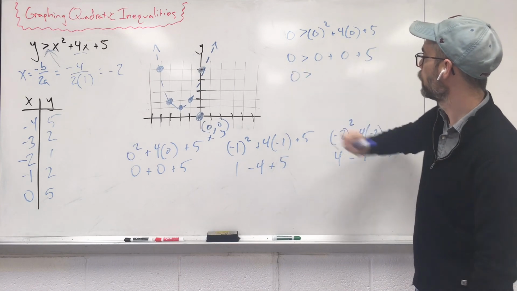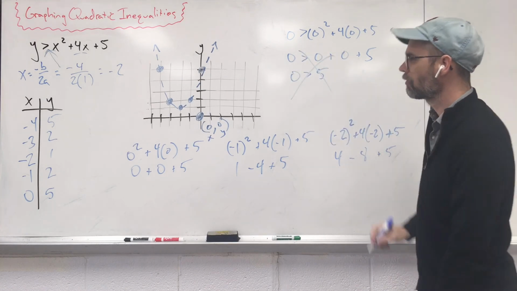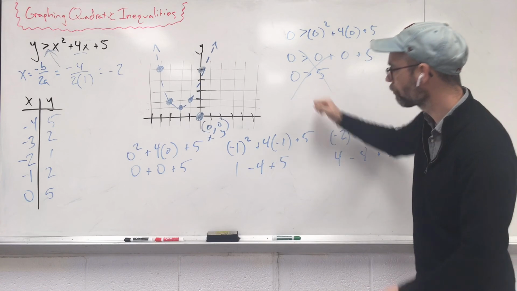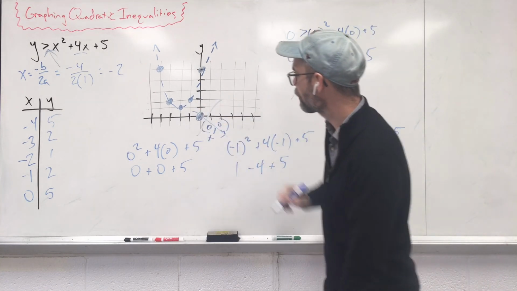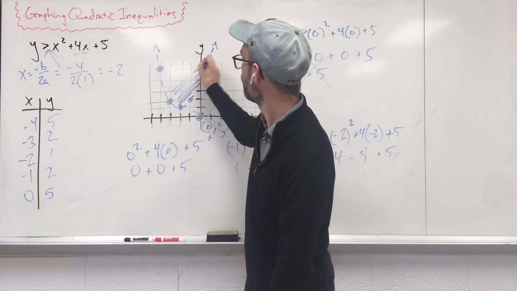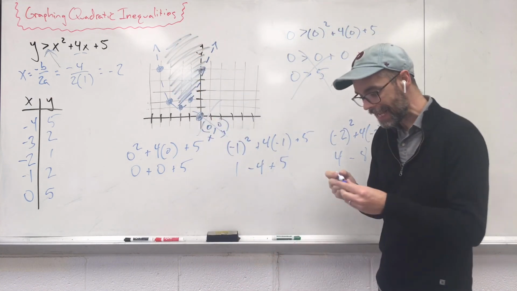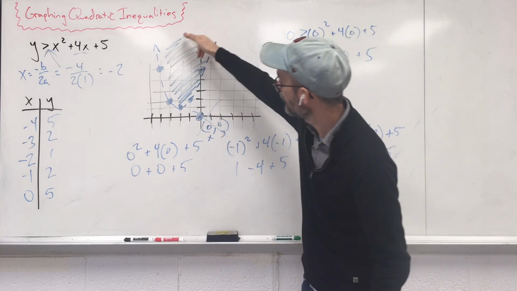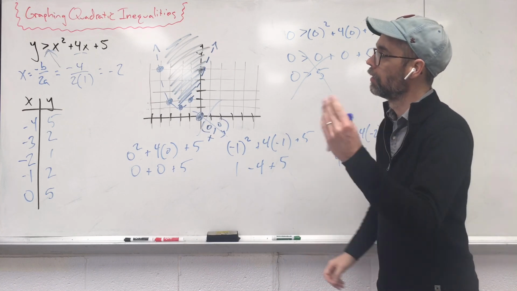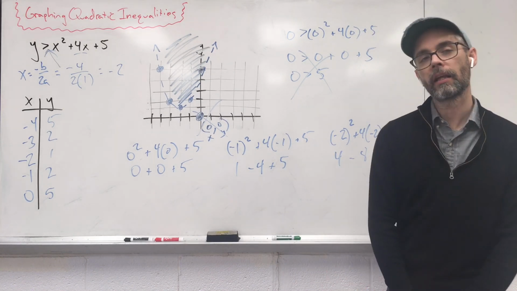Is 0 bigger than 5? No, it's not. That's wrong. It's not that our math's wrong, but that statement does not make sense. If that's wrong, that means everything we need to color in is now going to be on the inside of the parabola. So any coordinate that lies inside this shaded region will be a solution to the inequality, and that is graphing a quadratic inequality.